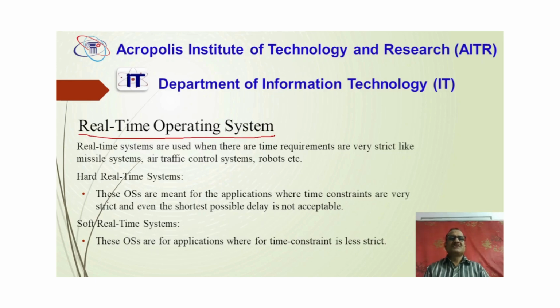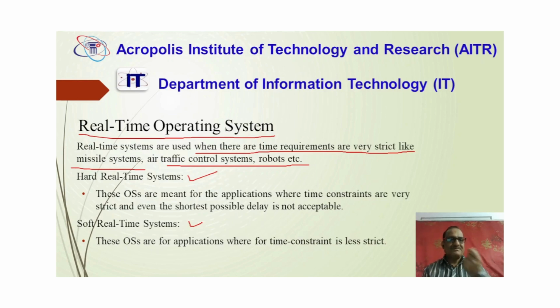Real-time operating systems are used when time requirements are very restricted, like missile systems, air traffic control systems, robots. There are two types of real-time: hard and soft. Hard means these operating systems are meant for applications where time constraints are very strict and even the shortest possible delay is not acceptable. If a missile is launched, then it will be a hard real-time system.